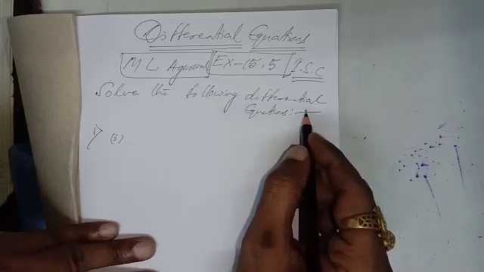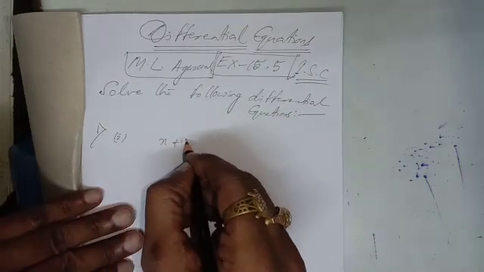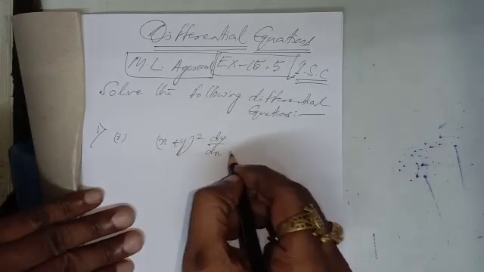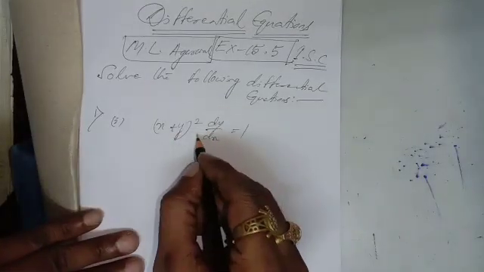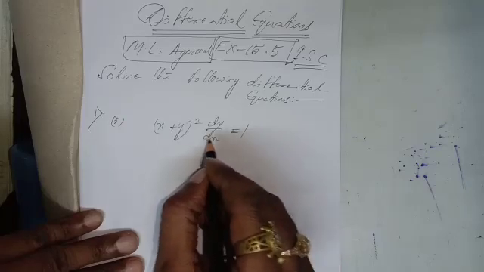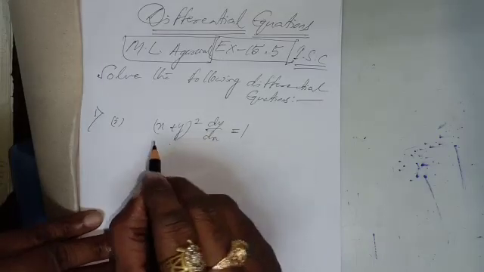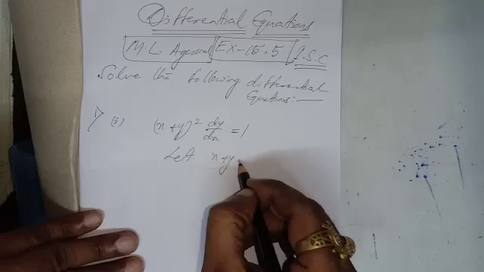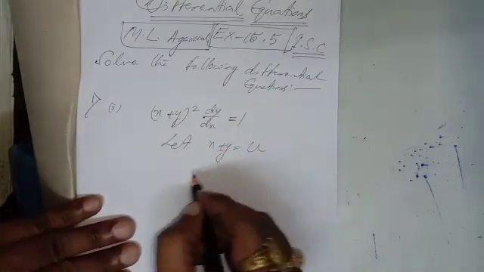Solve the following differential equation. Question number 1, first part: (x plus y) whole square dy by dx is equal to 1. First of all, you have to separate the variables, but here we cannot separate. You have to substitute x plus y as u or v. I am taking let x plus y is equal to u.